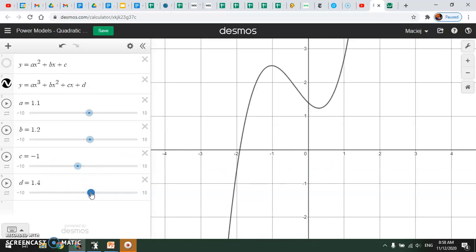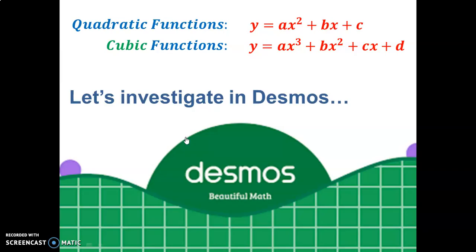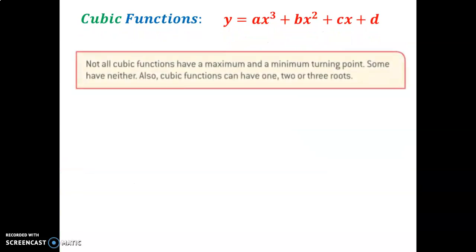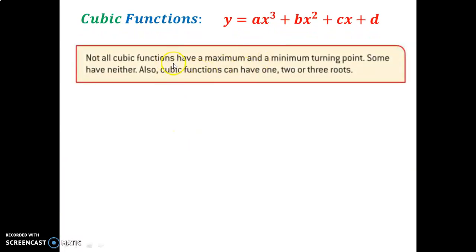So important things to know about cubics. I hope that exploration helped you see the things a little bit. Let's continue. So cubic functions look like this. And here are the notes of what we just saw in our exploration.